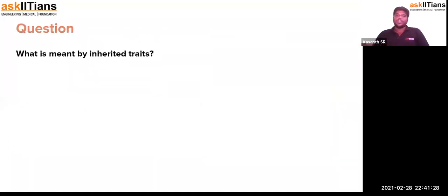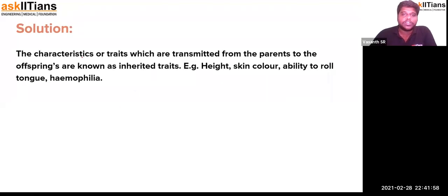Now we'll go through some interesting things. What are inherited traits? Any trait which is inherited from the parent to the next generation through the genetic material. So these characteristics will be inherited from one generation to another generation. This inheritance of characteristics from one generation to the next through the genetic material is called an inherited trait. The characteristic traits transmitted from the parent to the offspring are known as inherited traits.